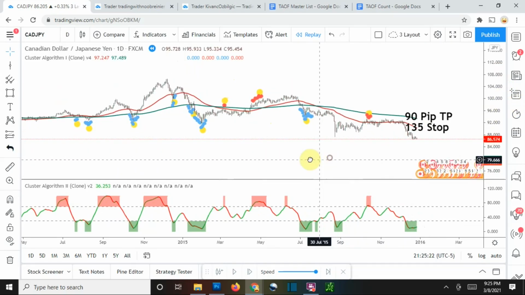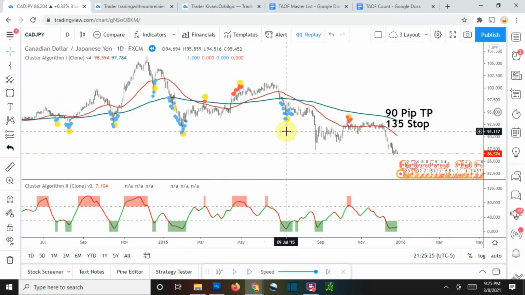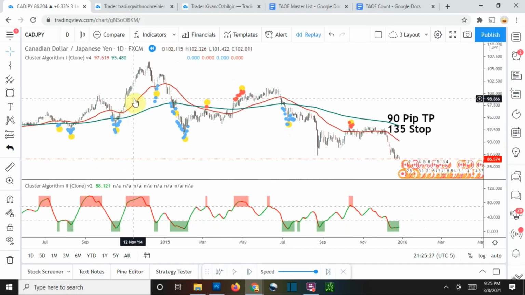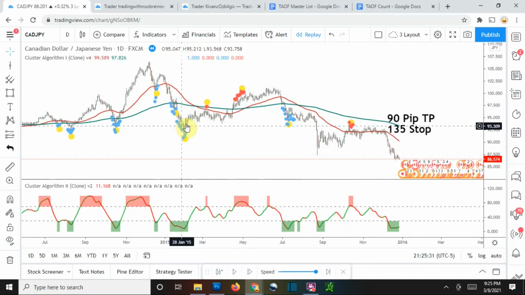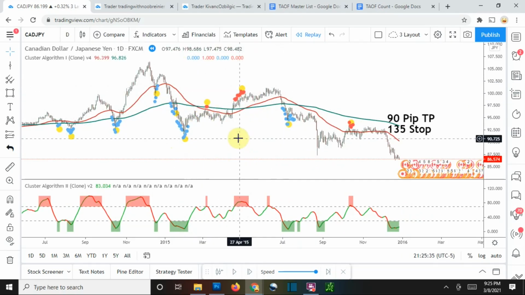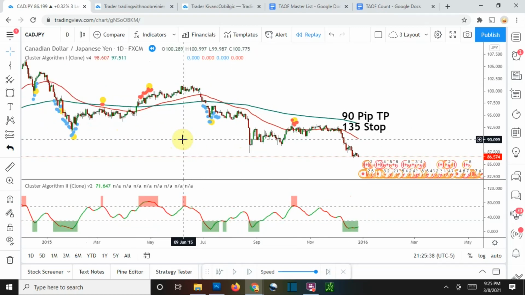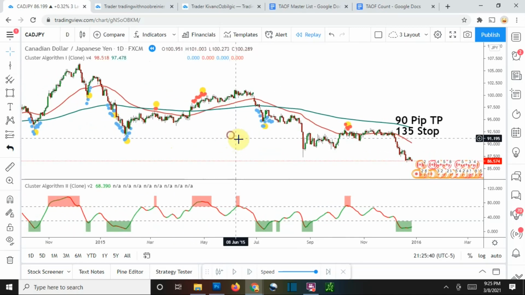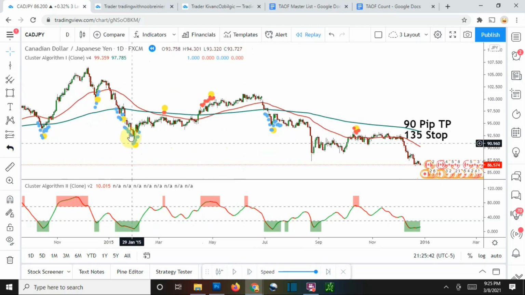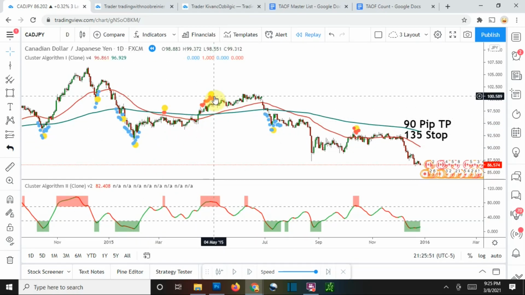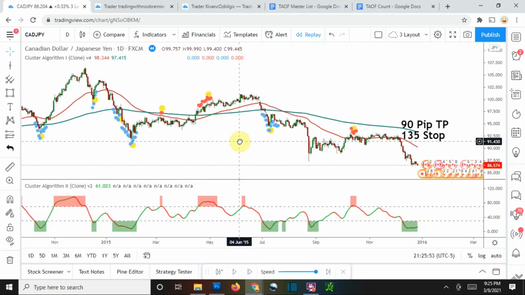The indicator here on the top of the screen consists of a couple of lines, and then you can see these dots that are appearing: blue dots, red dots, and then these big orange dots. So basically what we are looking for is these big orange dots to appear. If they are surrounded by blue dots, that is a signal to go long. If they are surrounded by red dots, that is a signal to go short.